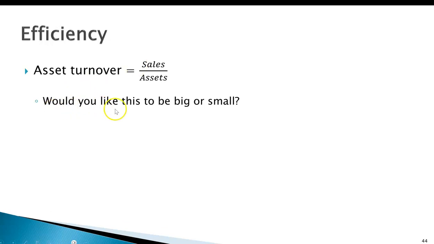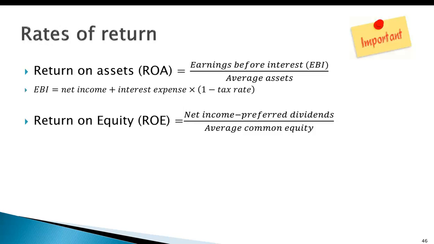All right, I've got the question here, would you like this to be big or small? Well, big as possible. Right, I'd like to spend $1 in assets and generate $40 billion in sales. That would be nice, right? So I really want to make my assets, put them to work and have them generate as much sales as I can. That's saying I'm operating very efficiently. For the investment I've made in assets, I'm generating a lot of sales.